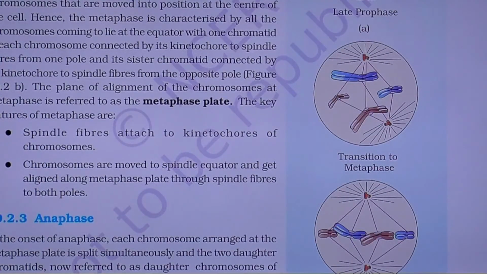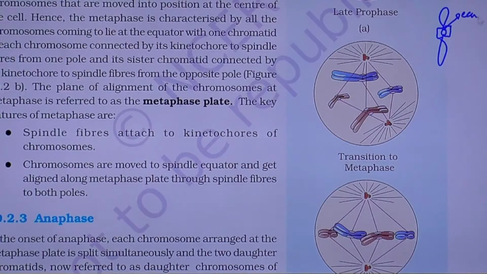Here, this spindle fiber is fully made up of, see here, this is a centromere. This is a spindle fiber, and this outer disc-shaped structure is called a kinetochore. Here, what is this spindle fiber fully made up of? Protein. This spindle fiber is fully made up of protein.